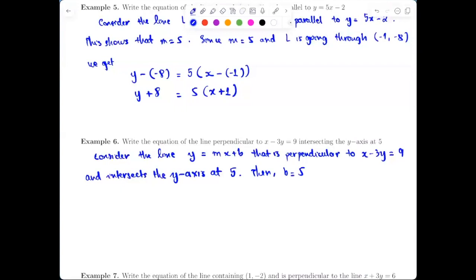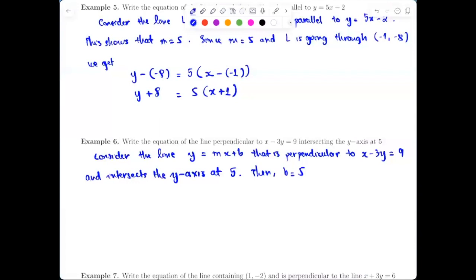Now you need to find the value of m. Remember, another piece of information given to you is that the two lines are perpendicular. So the product of the two slopes should be equal to -1. But the lines we consider should be in the form y equals m1x plus b1 and y equals m2x plus b2. So you need to turn the given line x minus 3y equals 9 into this form.